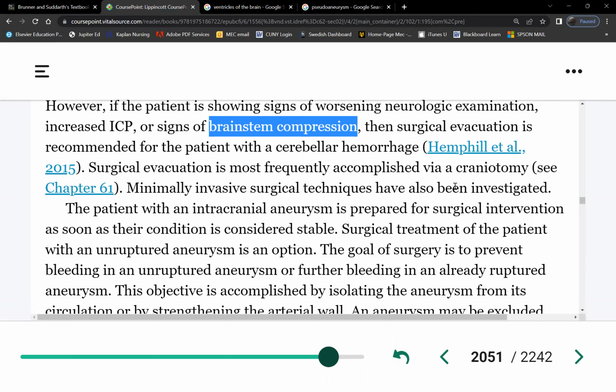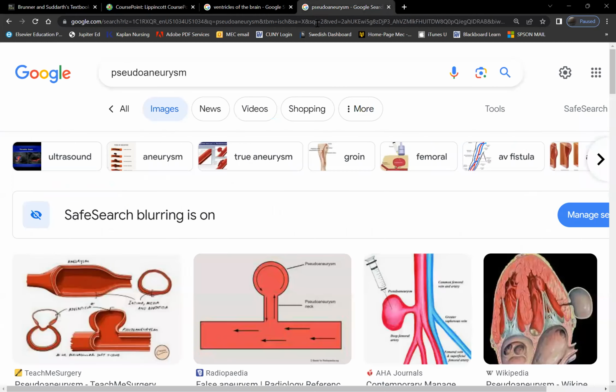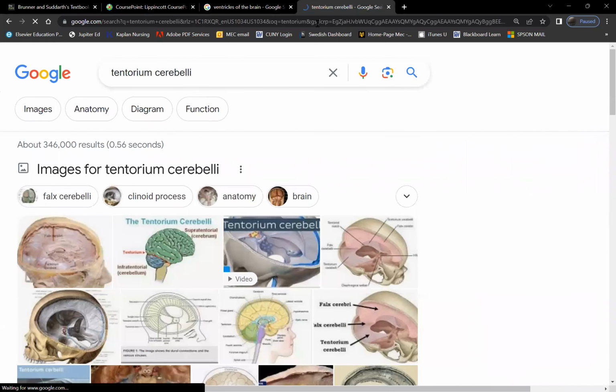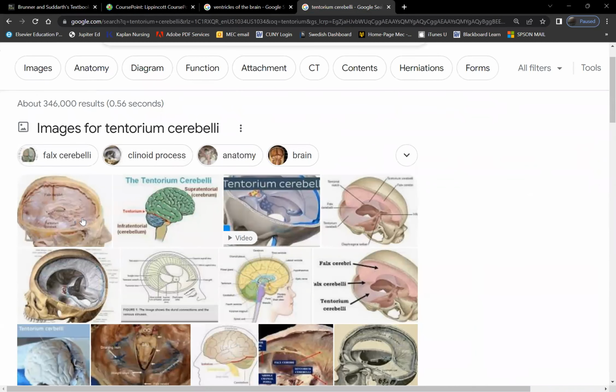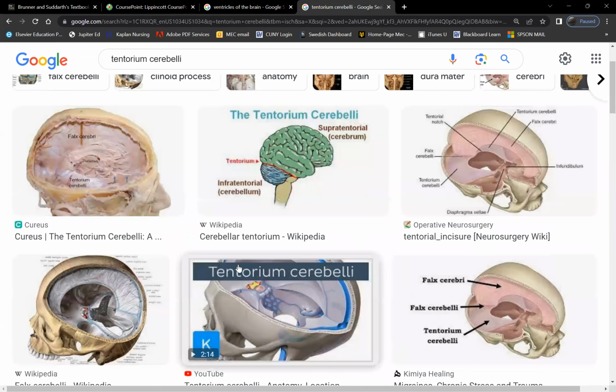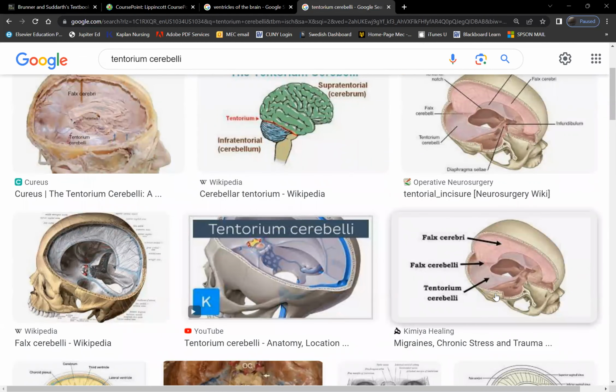It's not in this chapter though, it's in 61. But let me show you the tentorium. On the skull, there's a spiky section right above our ear, at the level of the ears. So this is our ear here, and that's our nose. This is our eye-level ear. This is called the tentorium. It's a spiky section, literally dividing the upper and the lower parts of the brain.